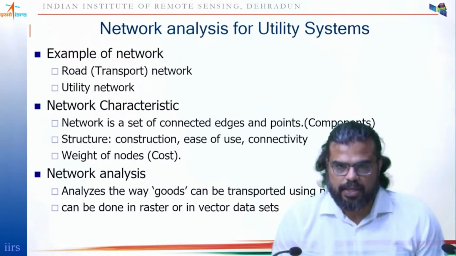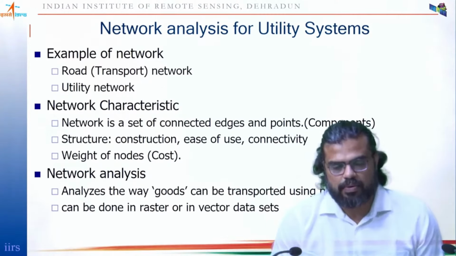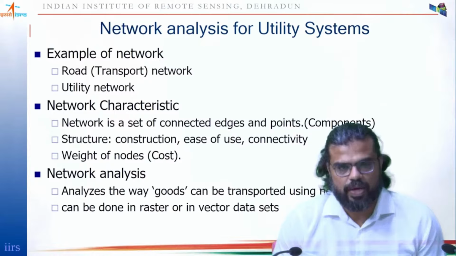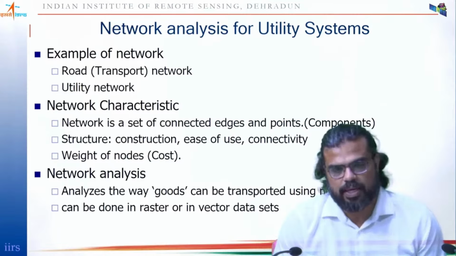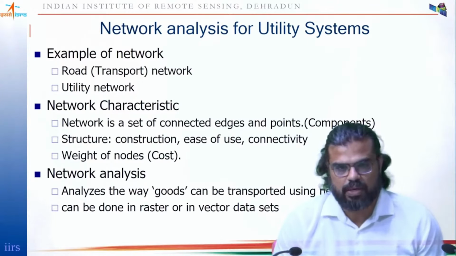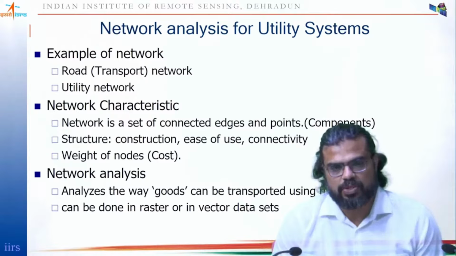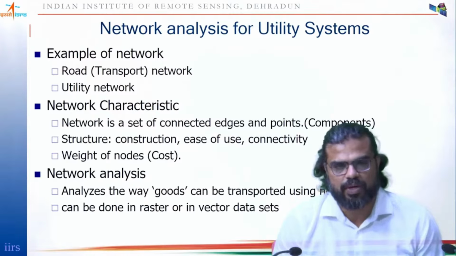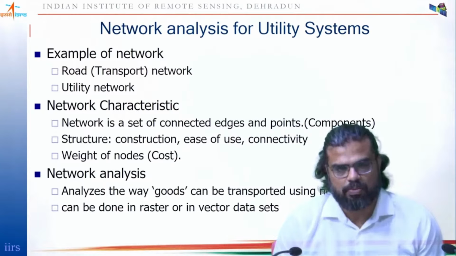So for all of these network analyses, whenever we want to use them for utility and other systems, we have to define or understand what the different characteristics of these networks are. Earlier I said that each of these networks is just connected edges and points, which are called network components, or first level components. Then you have a structure, which basically talks about the construction. Do you have multiple connectivity points from one location to another, and so on? That kind of characteristic of a network falls under the structural component of networks.